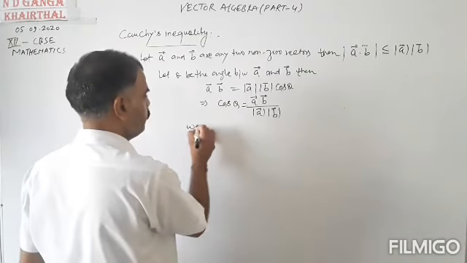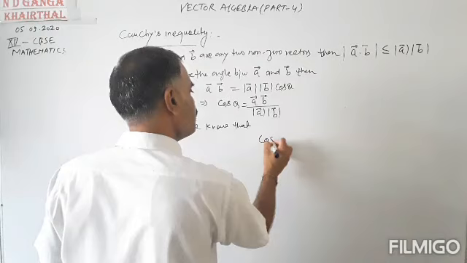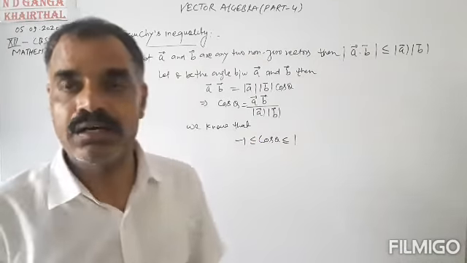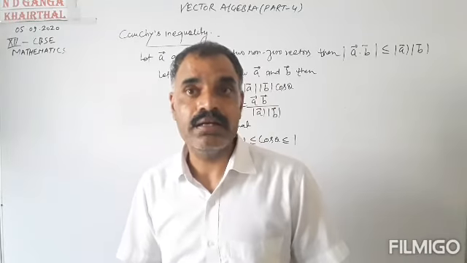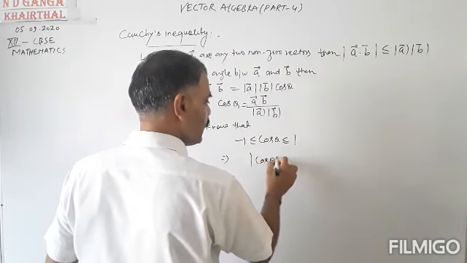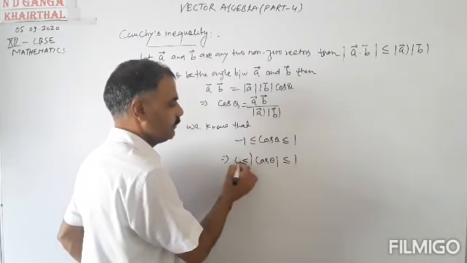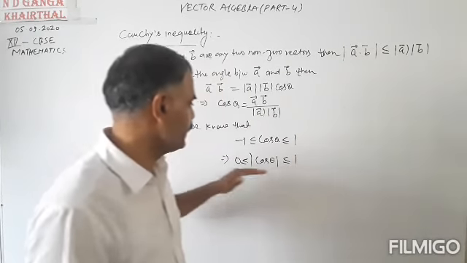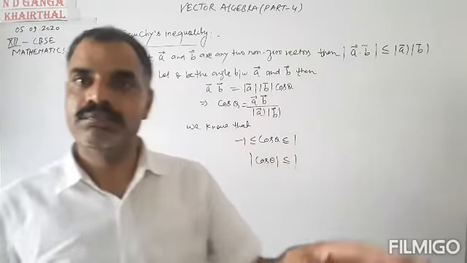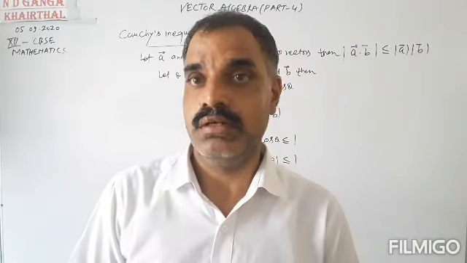We know that cos theta lies between -1 and +1. Cos theta always lies between -1 and +1. Then modulus cos theta always lies between 0 and 1. We will take this relation to prove the Cauchy's inequality: modulus cos theta is less than or equal to 1 always.